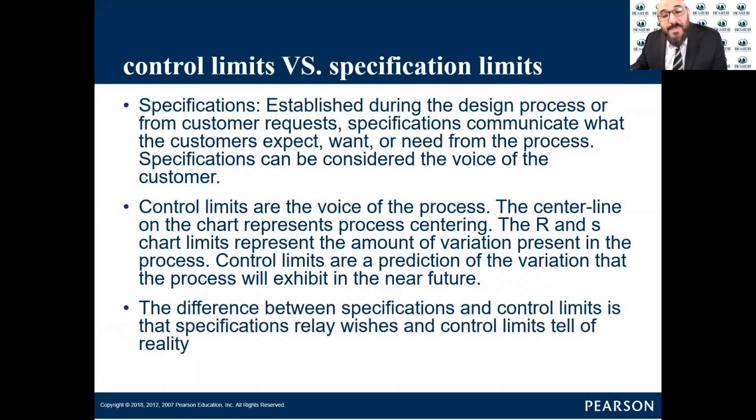The difference between specification and control limits is that specifications rely on wishes, and control limits tell the reality. So again, control limits are the behavior of the process, the actual behavior. However, the specification is the wishes of the customer, what the customer wished to meet.